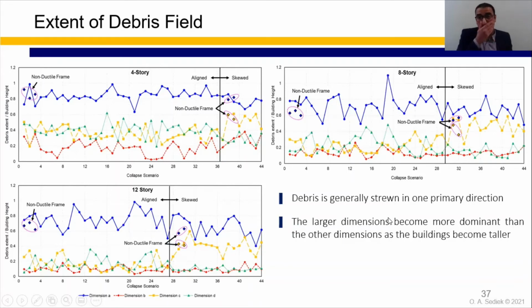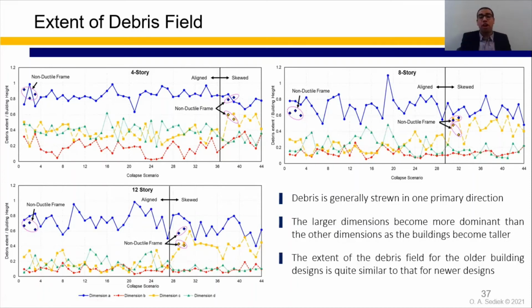We actually tried developing an applied element model for another prototype building, which is a non-ductile frame building. So non-ductile frames are buildings that were designed according to old codes. And we found that the extent of debris for older buildings is quite similar to the extent of debris of the studied prototype building. However, the peak ground acceleration that induces collapse is different between both buildings.